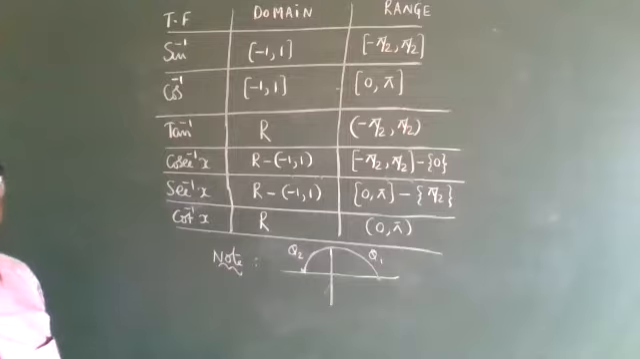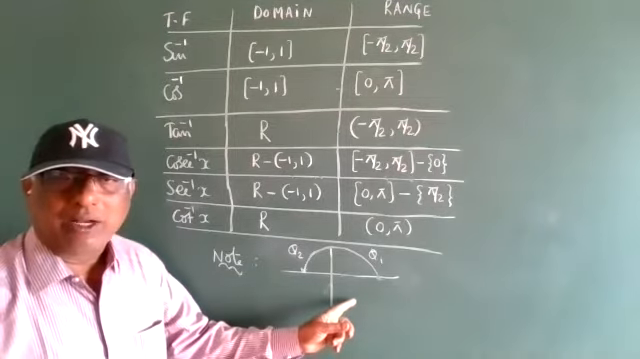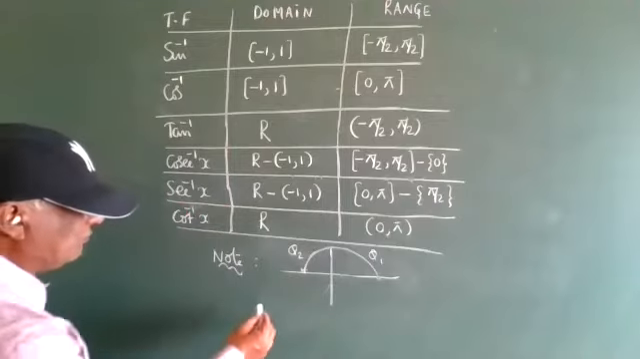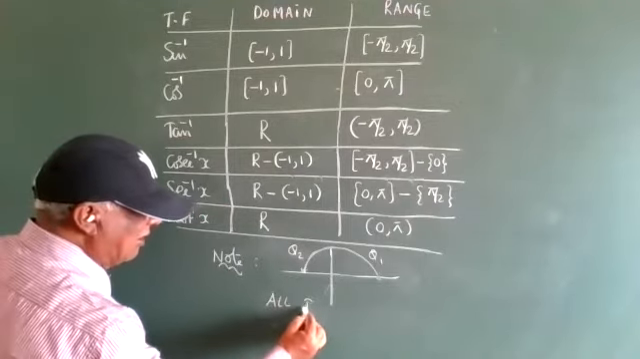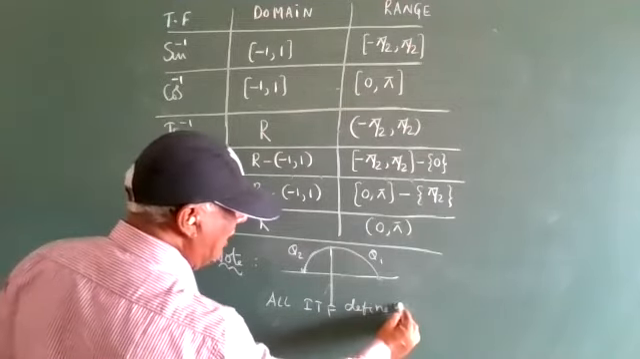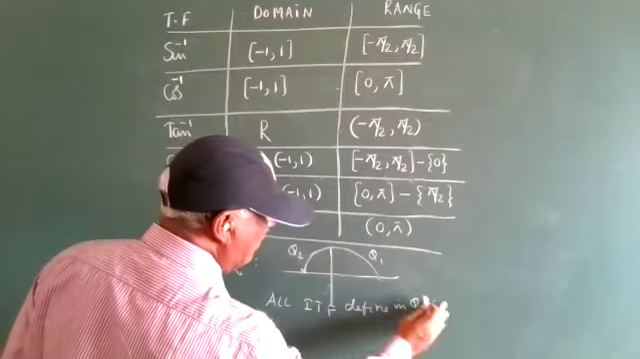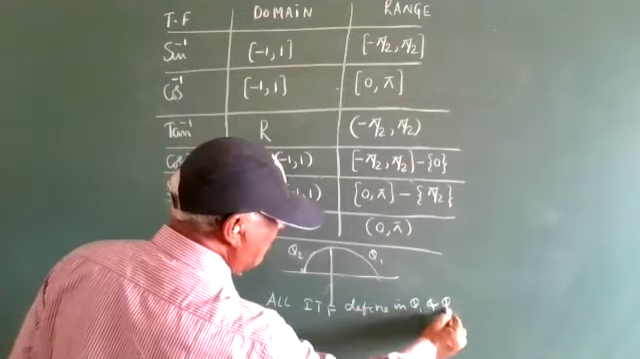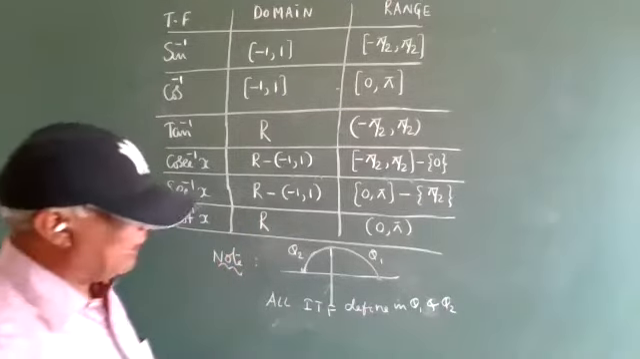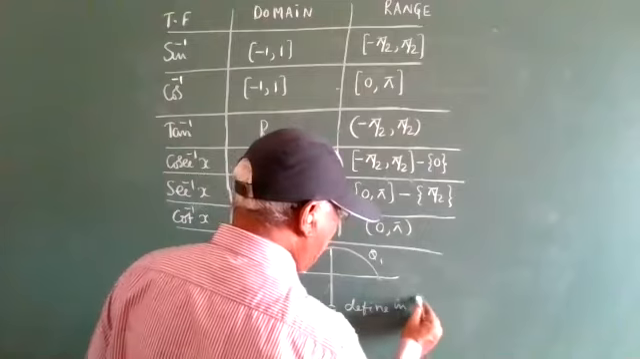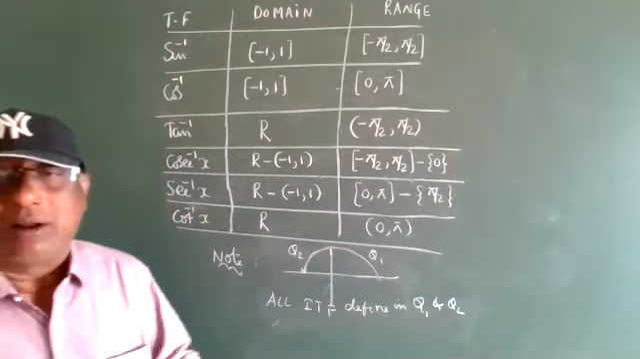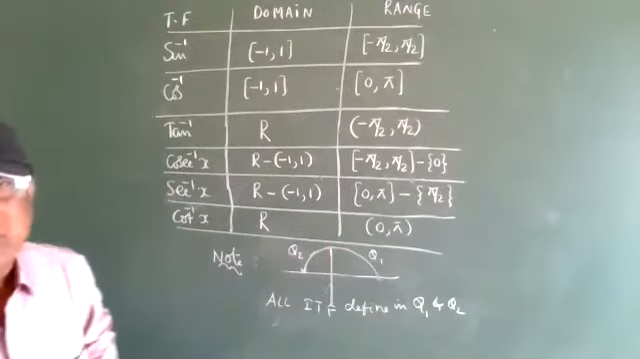All inverse trigonometric functions are defined in the first quadrant and second quadrant, not defined in the third quadrant and fourth quadrant. This point is clear, everyone?